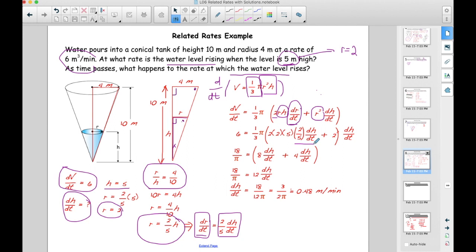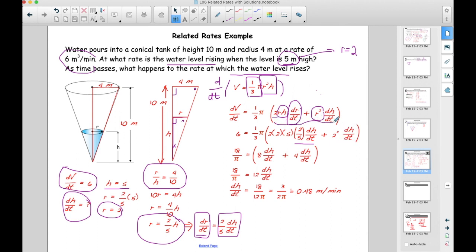And then, whoops, I think we got a boo-boo here. Just want to move that over a little bit. That should be over there. All right, back to my pen, and make sure it didn't change thickness. There we go. So plugging in for dr/dt, 2/5 dh/dt, plus, what is r? It's 2, and I need to square that. And then there's my dh/dt.